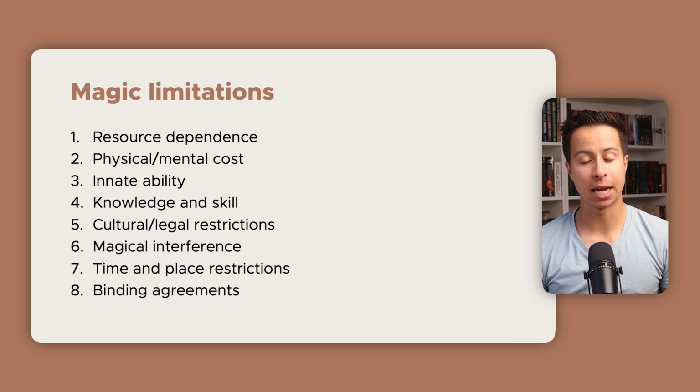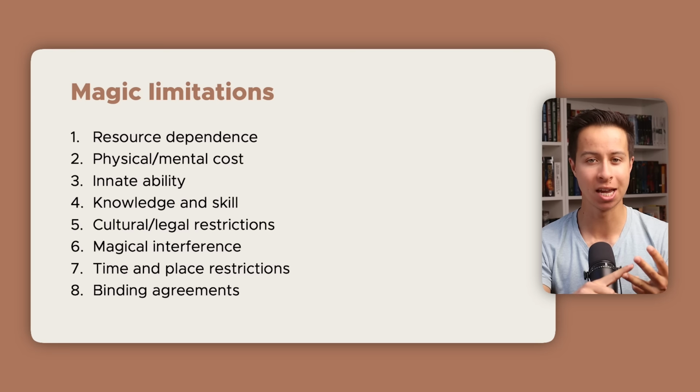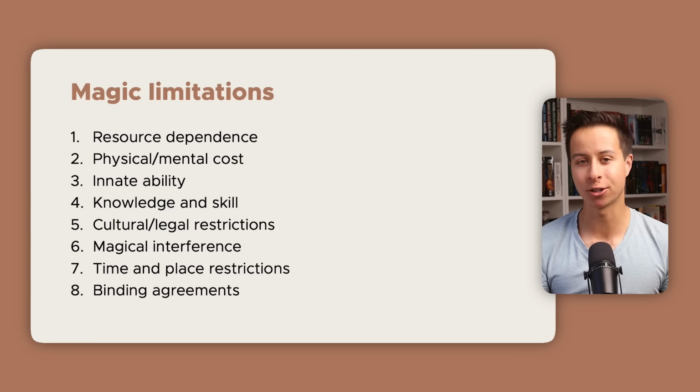And then the last kind of limitation is number 8, binding agreements. So maybe in order to use the magic, you have to make a deal with the devil or some higher power, or perhaps with other magic users. And it creates this kind of binding contract that prevents you from using the magic in certain ways.